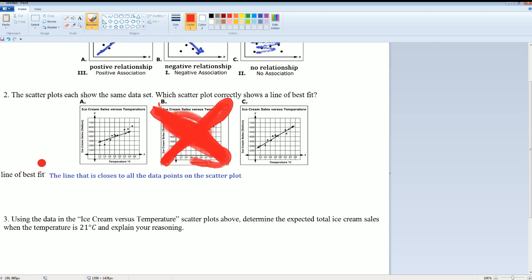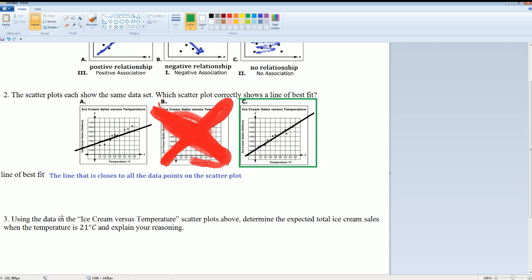This is very interesting. If we continue this line right here, I'm just going to extend the line a little bit further, to see which one crosses. Do you see here? It touches more points, but here, do you see how there are these three points that don't touch it? We would say that C has the line of best fit, because the line is closest to all the data points on the scatter plot.